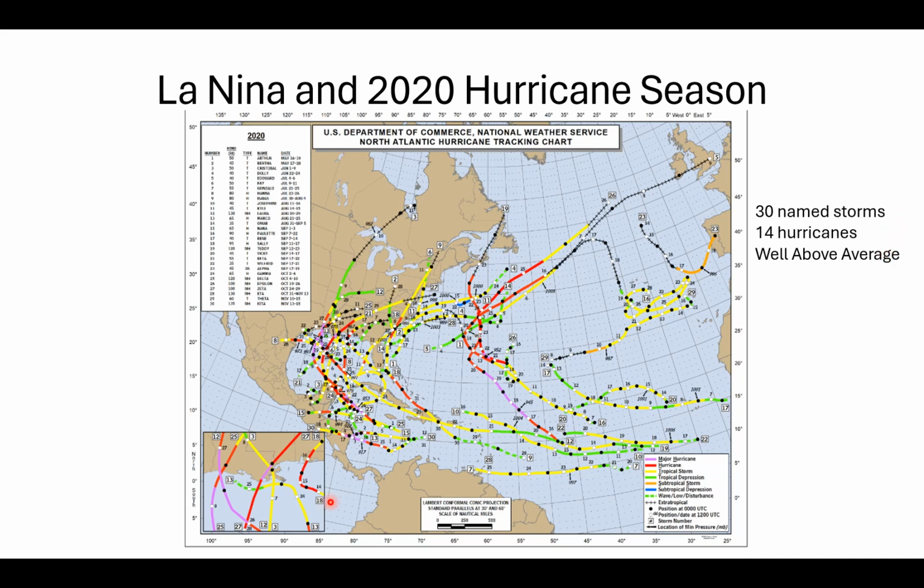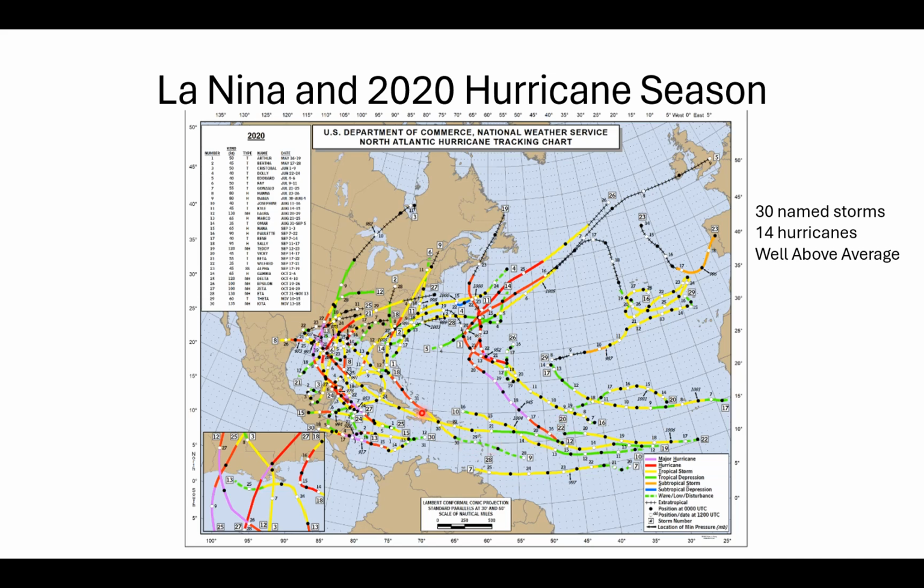It's well above the normal. Not only were there way above normal named storms, but there were 14 hurricanes. And look at all the impacts here in 2020. Look at how all these lines are intersecting the United States. Some are going up the southeast coast, the Mid-Atlantic. Big clusters formed in the Gulf and kind of taking that track through the Gulf of Mexico. I mean, this was a very, very active season for the Hurricane Center.